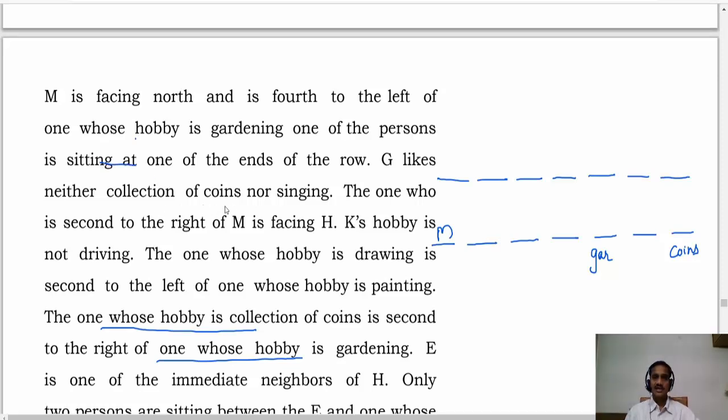And G likes neither collection of coins nor singing. Now G cannot be collection of coins nor singing. G is neither coins nor singing.